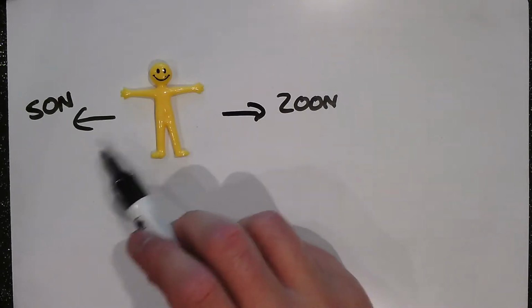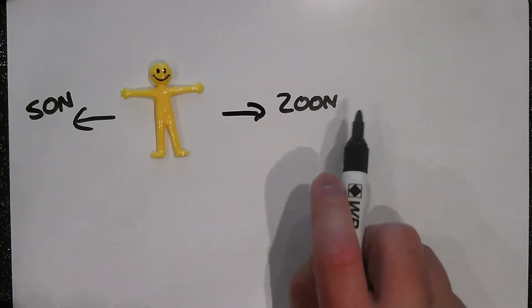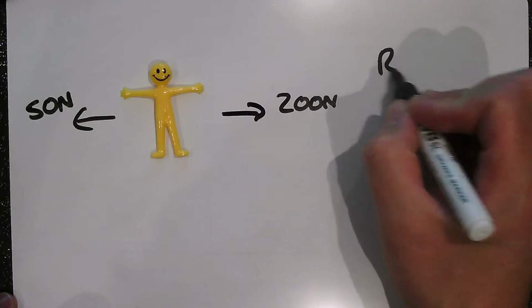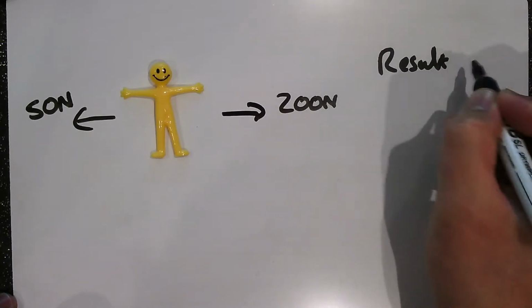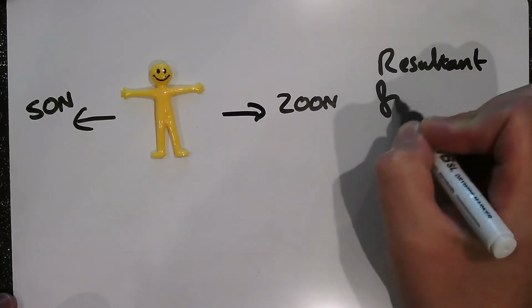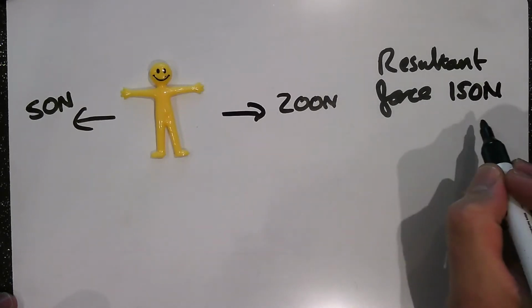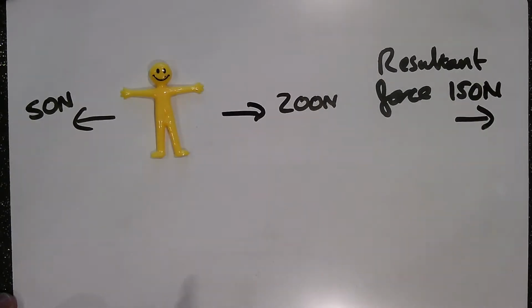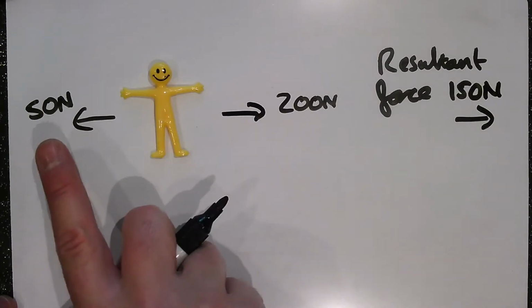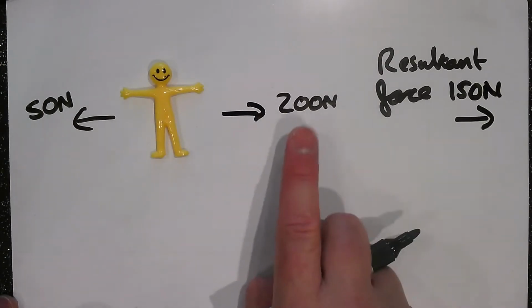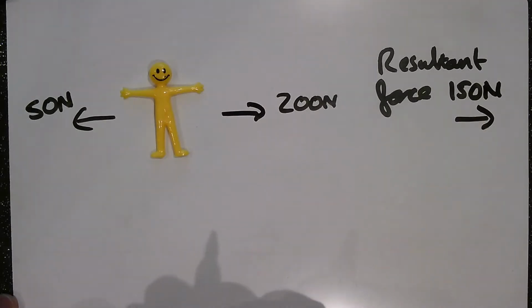So 50 newtons to the left, 200 newtons to the right. The resultant force on Yellow Man is going to be 150 newtons to the right. 200 newtons wins, 50 newtons loses, 200 newtons wins by 150.